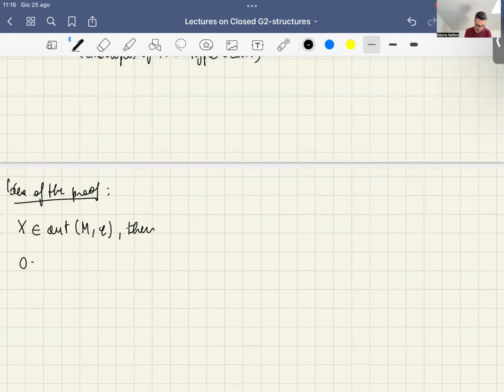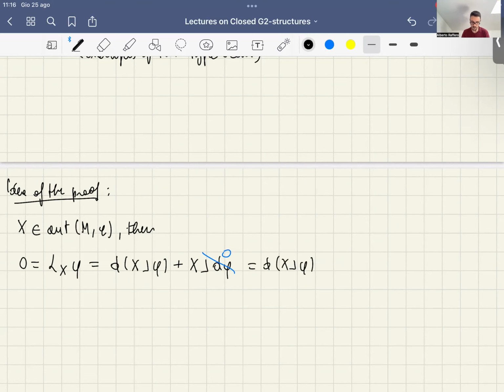Then, by definition, the Lie derivative of phi with respect to X is 0. But then, using the Cartan formula, this is equal to the differential of the contraction of phi with X plus the contraction with X of d phi, but phi is closed, so this is 0. And so you get that the differential of the contraction of phi with X is equal to 0. In particular, this contraction is a closed 2-form.